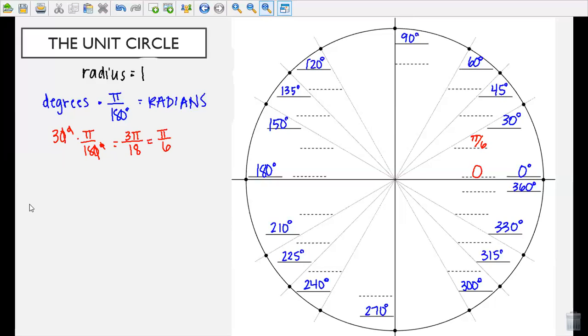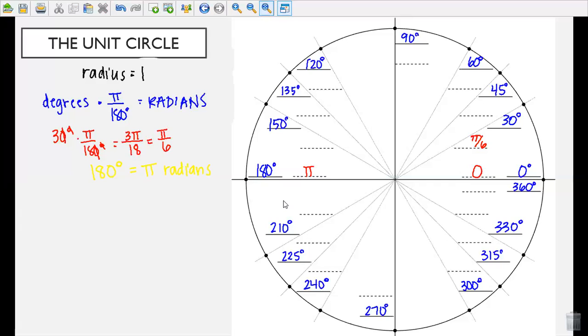Another way of looking at it: 180 degrees is equivalent to pi radians. That's our big equivalence right there. So 180 degrees is equal to pi radians, which means I can go over here to 180 degrees and put a pi.